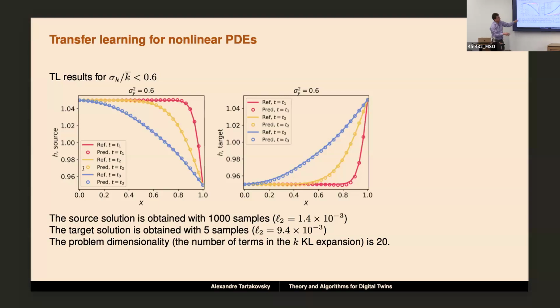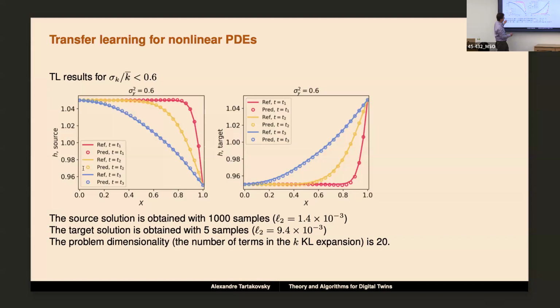And so now we can get this solution. We can retrain our neural network with only 5 samples. And this is the error in the model for the source data set that is trained with 1,000 samples, on the order of 10 to the minus 3.